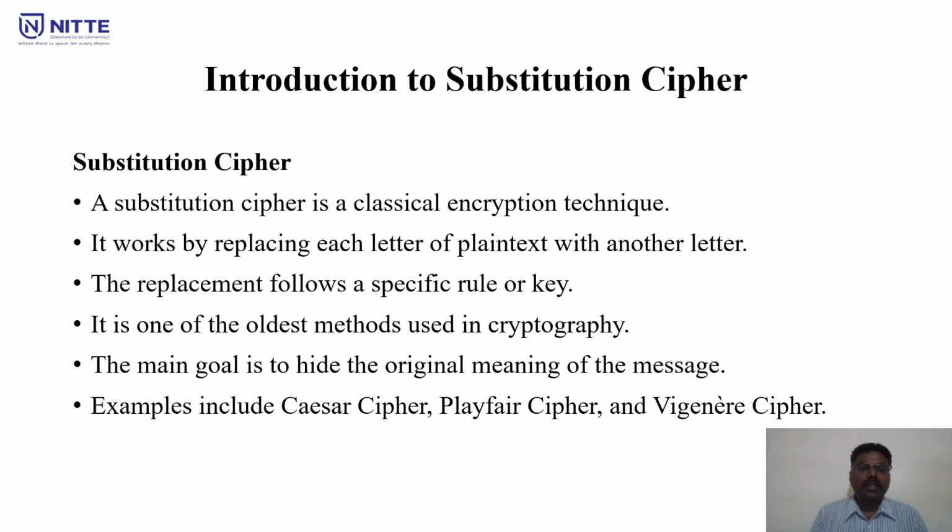So now we get into the introduction to substitution ciphers, the classical substitution techniques. It works by replacing each letter of plain text with another letter, and the replacement follows a specific rule or key. It is one of the oldest methods used in cryptography. The main goal is to hide the original information of the message. Examples include Caesar cipher, Playfair, Vigenere cipher, Hill cipher, one-time pad, and it goes on.